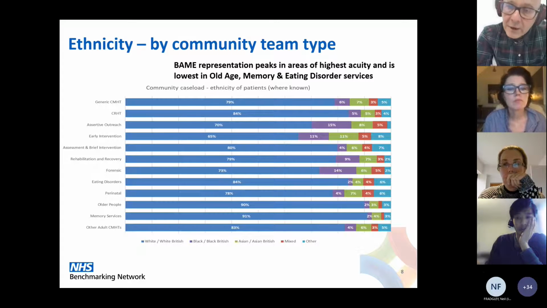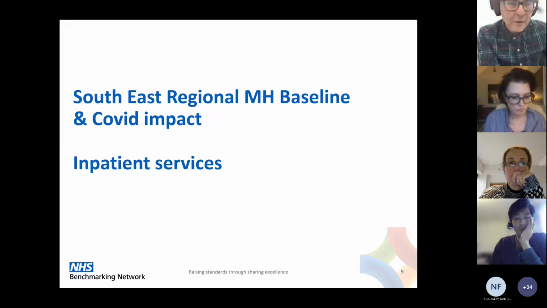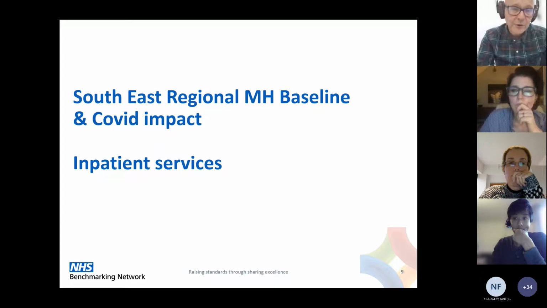So I think it's a useful baseline position to be aware of, and it would be great to get your comments in the discussion at the end about what you might want to do with this going forward, perhaps. Okay, so I hope that was useful context from this year's national data. We're now going to look at the regional story.